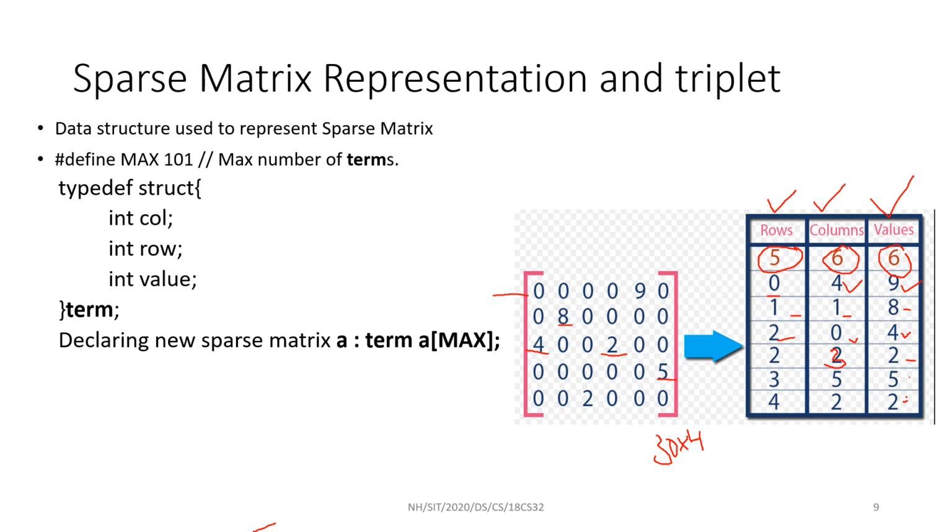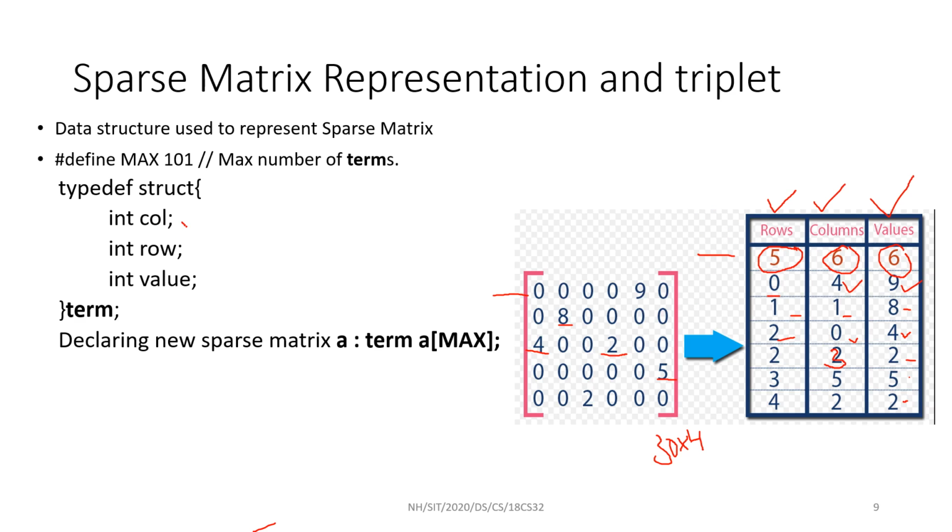This representation is more efficient because we don't use much memory to store zeros. All these are non-zero values, so we don't waste memory on zeros. As you can see, three pieces of information are required. If you consider this as a structure, each row has three pieces of information: row, column, and value.